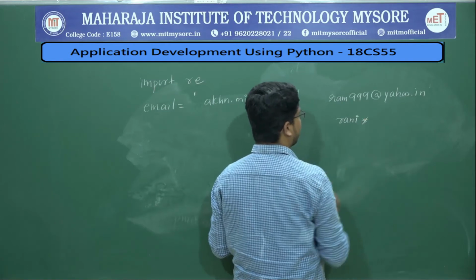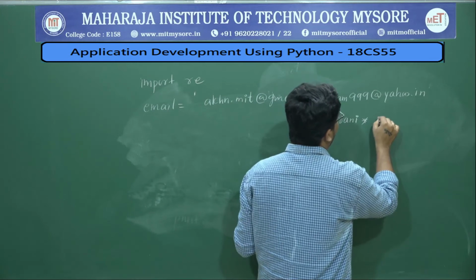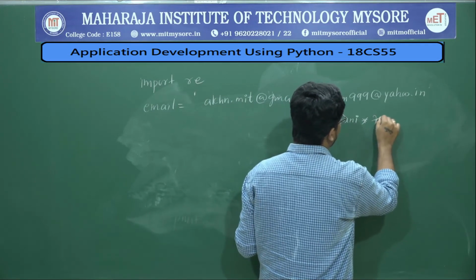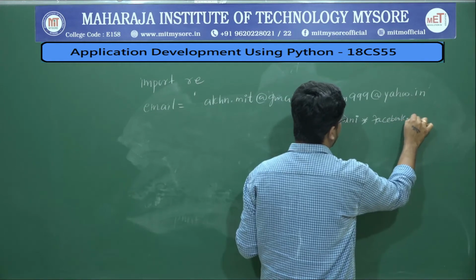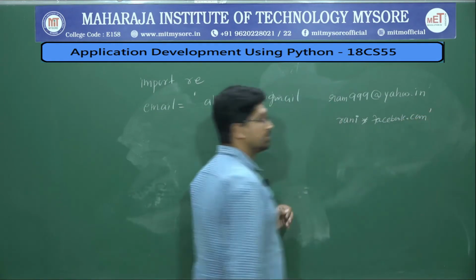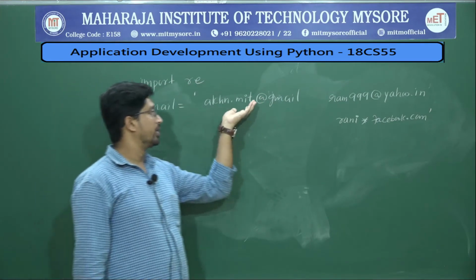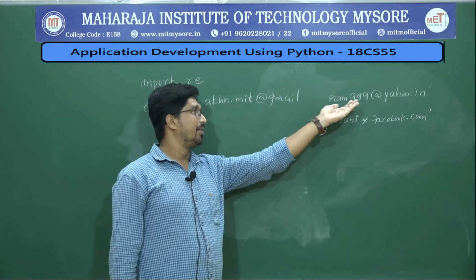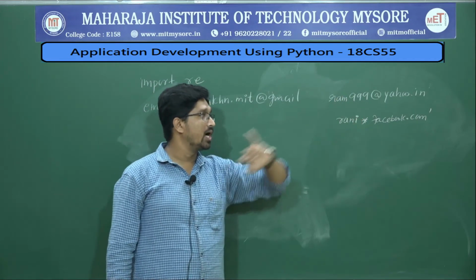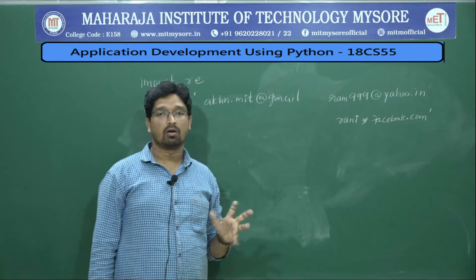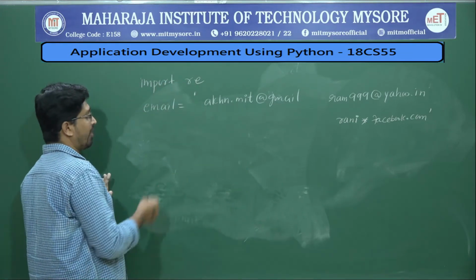Okay, let us say Rani star at facebook.com. I have considered three email IDs: akhn.mit@gmail.com valid, ram999@yahoo.in valid, Rani star facebook.com, it is not valid. How do we find that?